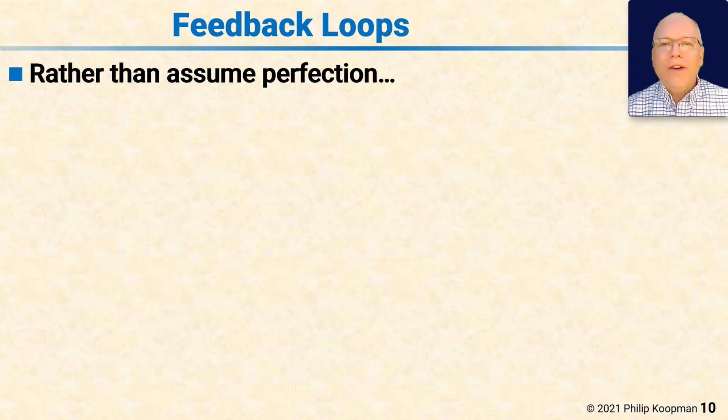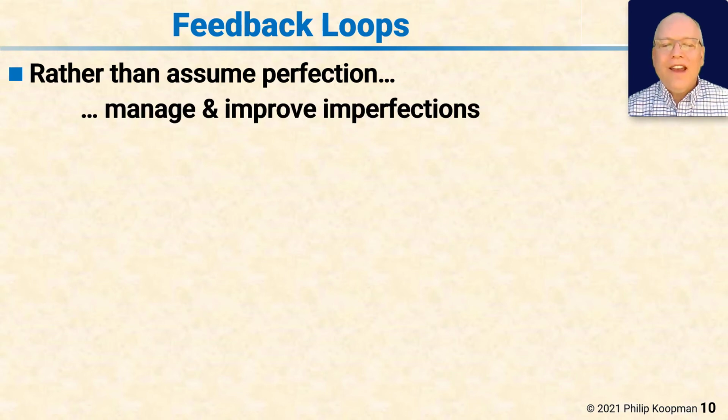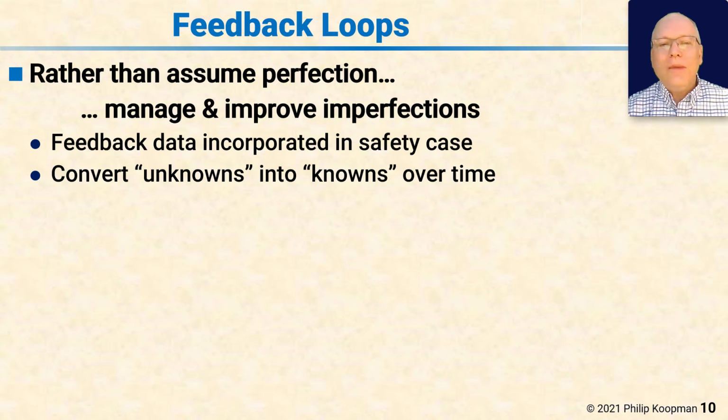4600 also requires feedback loops, and the SPIs are a piece of this. That's how you make measurements for the feedback loop. The idea is, rather than assume perfection, because no matter how hard you try, systems aren't perfect, instead, recognize that these imperfections will be there, so you have to manage them and improve them over time to continuously improve the system performance, but also safety. That means feeding back the SPI data into the safety case and, over time, converting unknowns into knowns.